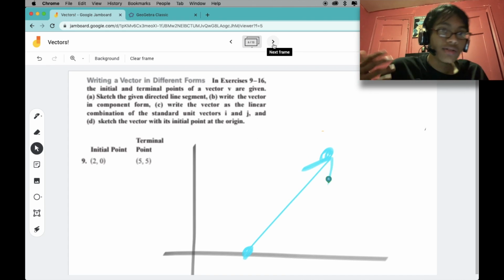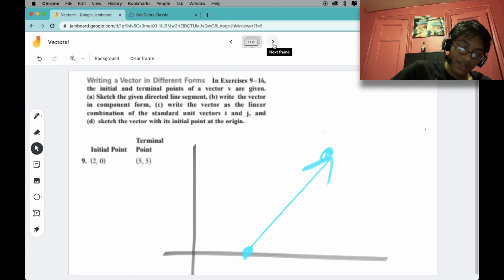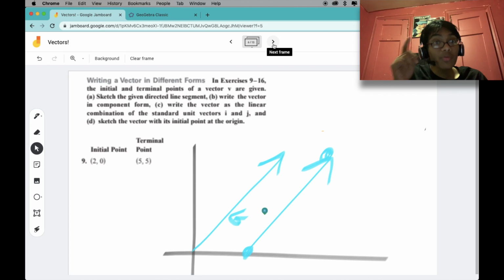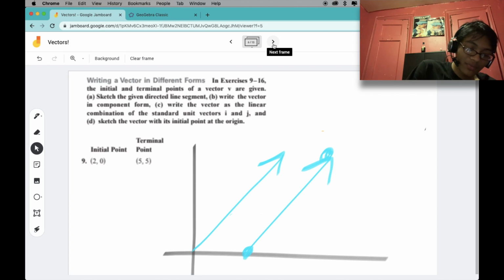What they're asking us to do is shift our vector over here. It's the same vector, just at a different place. So how do we do that? Well, remember, it's the same way we did it with the first question. Our vector starts at 2, 0 and ends at 5, 5.